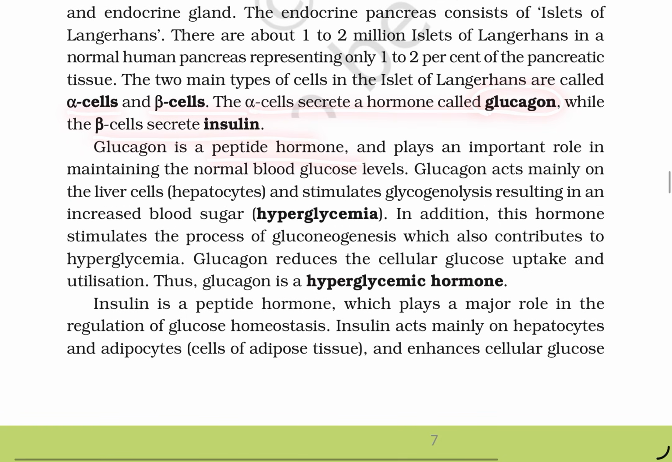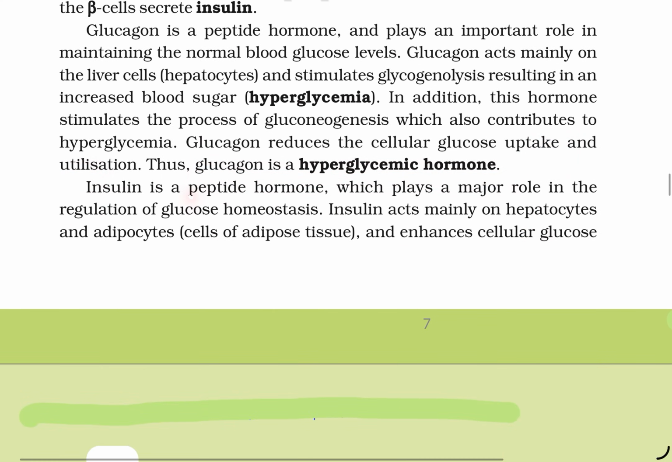Glucagon is a peptide hormone which plays an important role in the maintenance of a normal blood sugar level. Glucagon acts mainly on liver cells, the hepatocytes, and stimulates glycogenolysis, resulting in increased blood sugar, hyperglycemia. In addition, this hormone stimulates the process of gluconeogenesis, which also contributes to hyperglycemia. Glucagon reduces cellular glucose uptake and utilization. Glucagon is a hyperglycemic hormone.